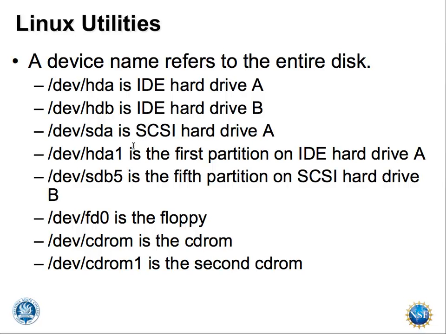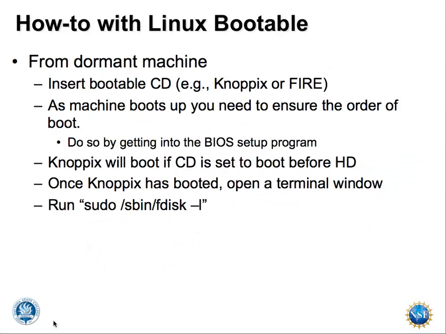Then, of course, it has to be partitioned, and it must have at least one, if not more, partitions. So hda1 is the first partition on IDE hard drive A, the first hard drive. sdb5 is the fifth partition on the SCSI hard drive B, or the second hard drive. You'll always see fd0 as the floppy, and the CD-ROM is usually represented as cdrom. So that's pretty straightforward.